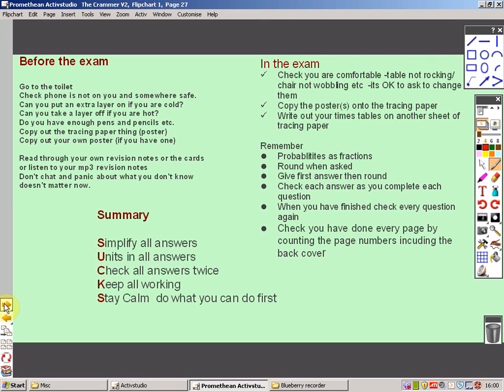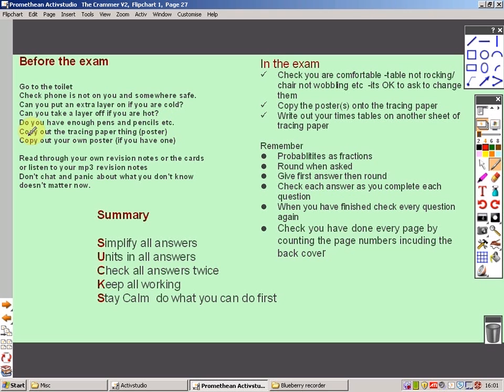Now, just a last few words of help and advice before the actual exam. Make sure you've been to the loo. Check your phone's not on you and is somewhere safe. Sounds a bit daft, but if you might get cold in the exam, have an extra layer you can put on. If you get too hot, can you take a layer off? Have you got enough pens and pencils, etc.?